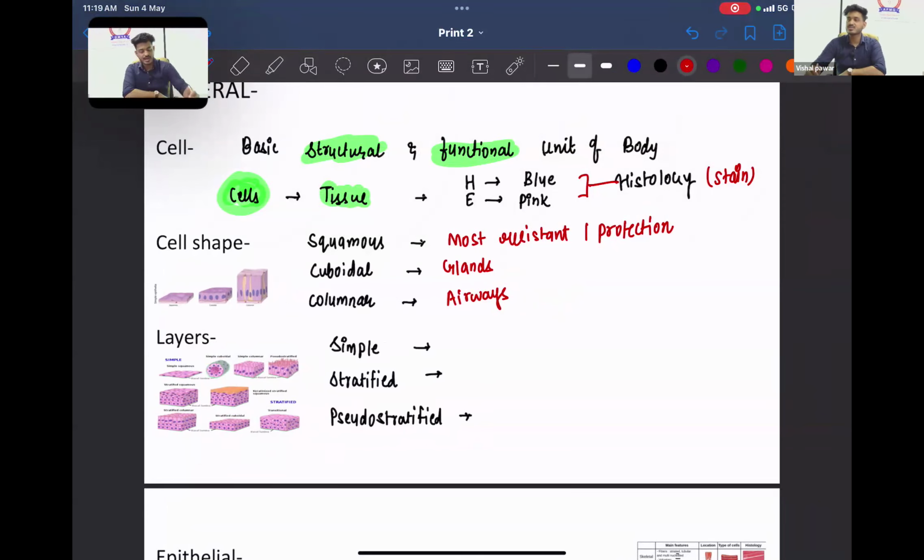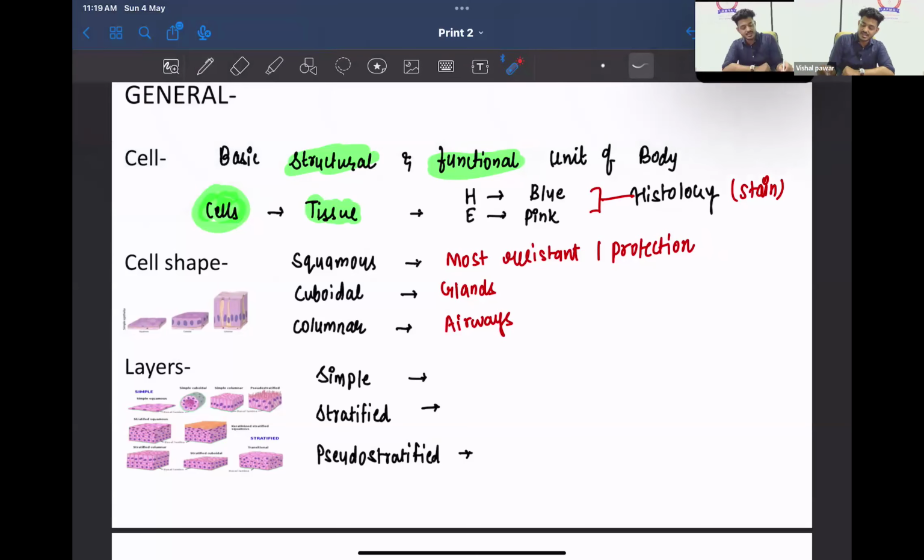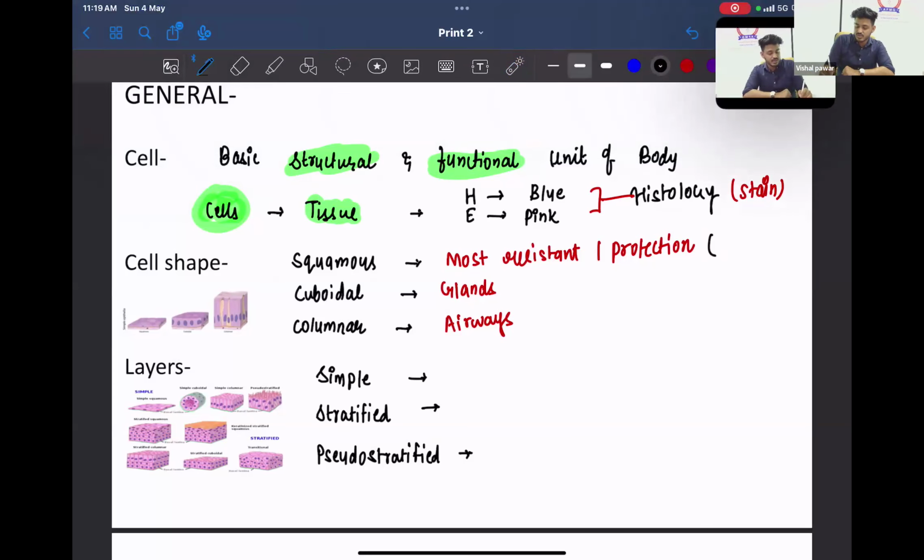Okay, so we are having squamous cells, cuboidal cells, and columnar cells, right? What is the function of these squamous cells? Suppose someone is having cancer, right? What is the most common cancer? The squamous cells are responsible for protection. So someone is having a cancer of the mouth. What is going to be the cancer? That particular cancer is going to be squamous cell carcinoma, right? These are the protective cells. Squamous cells are going to be the protective cells.